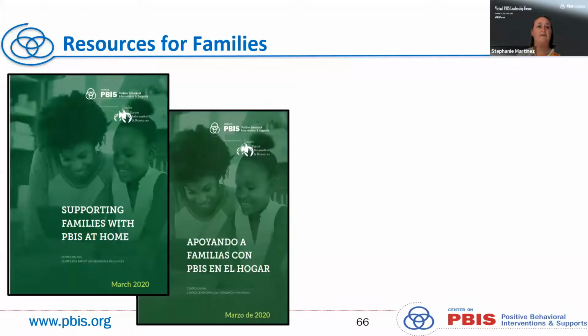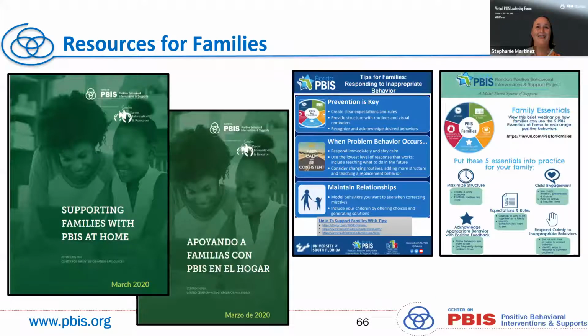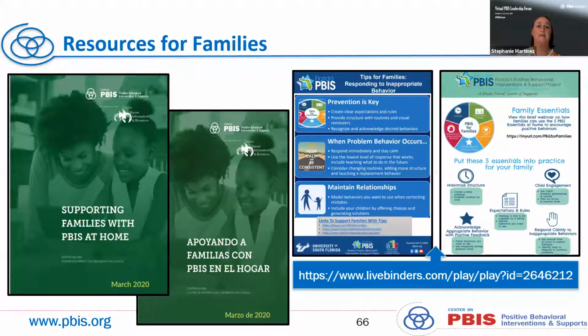Again, we're going to give you a lot of resources on there. So here are some different ones. The first two are from the Center on PBIS. You see the one is also translated in Spanish. And then the other two are from our Florida PBIS network. We did a whole series of webinars during the summer with COVID about supporting families at home during virtual learning. So there's a whole series for families on using PBIS at home. There's some handouts to go along with those, and some of them are translated into Spanish as well.